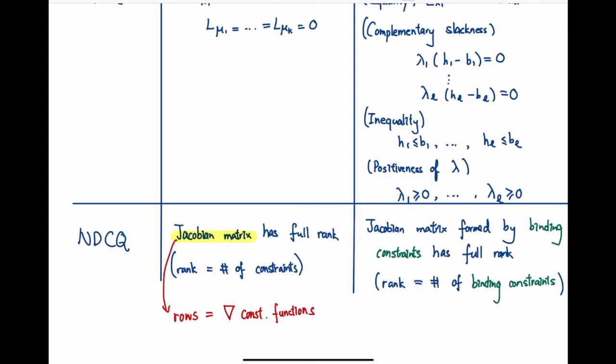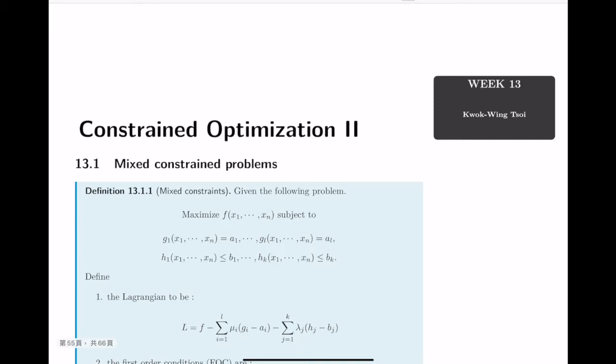For the inequality situation, it's very similar, but what you're concerned with is not all the constraint functions, but only those that come from binding constraints. So you're only interested in the Jacobian matrix formed by binding constraints, and you want this matrix, again, to have full rank. Or in other words, the rank equals the number of binding constraints. So this is basically what we did last week in a nutshell. And the first thing we're going to do today is to combine these two together. So let's get back to the lecture notes.